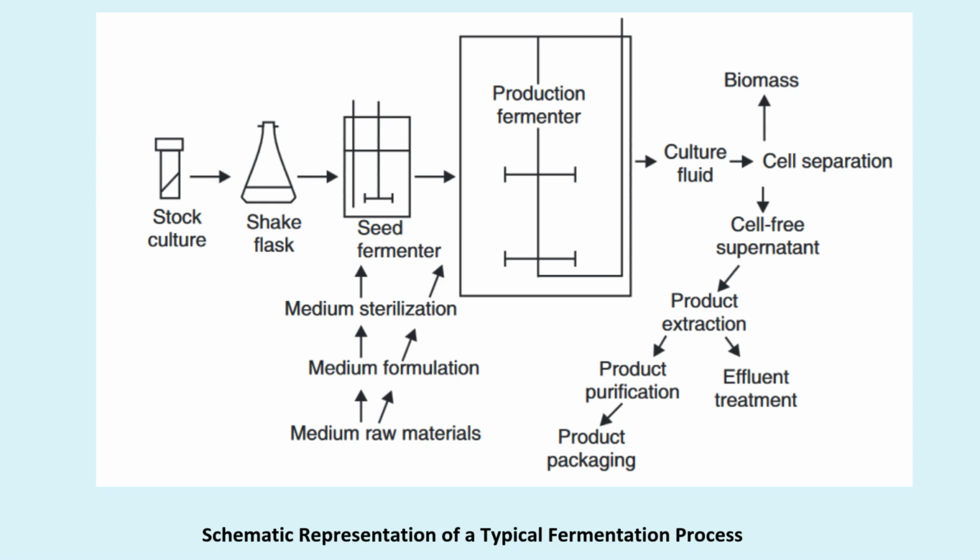After fermentation, the process splits: biomass can be harvested, and the culture fluid undergoes cell separation. The cell-free supernatant then goes to product extraction and purification, leading to packaging. The diagram also includes effluent treatment, highlighting the importance of waste disposal. This schematic is crucial for understanding how all the individual steps integrate into a complete industrial system.